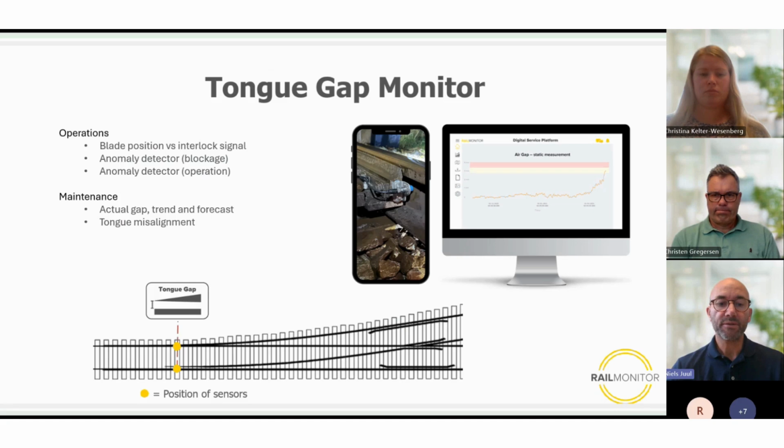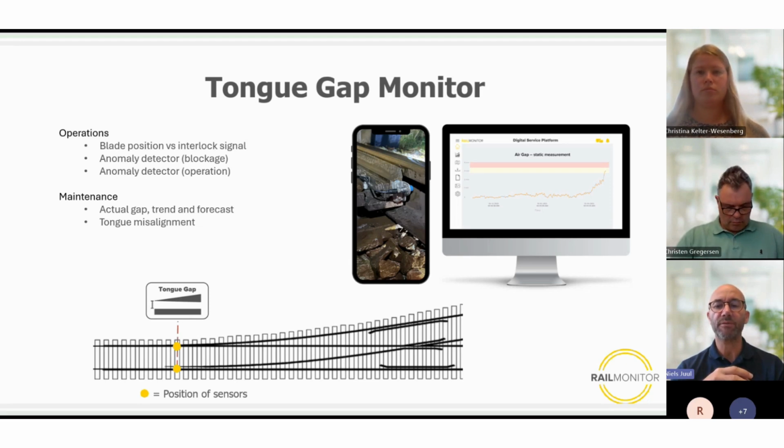I will now go to a little deeper understanding of the tongue gap monitoring. And here we focus on what we call a short-term warning system, and more longer-term monitoring, which is focused for the maintainers and maintenance planning. Of course, for the more short-term, it is, well, are we able to operate the switch as we expect, and if not, what is actually wrong, and can we get a notification? And here, in combination with information from the signaling system, we have the possibility to detect, is this a signaling failure, or is this a real mechanical failure, like is there a blockage?